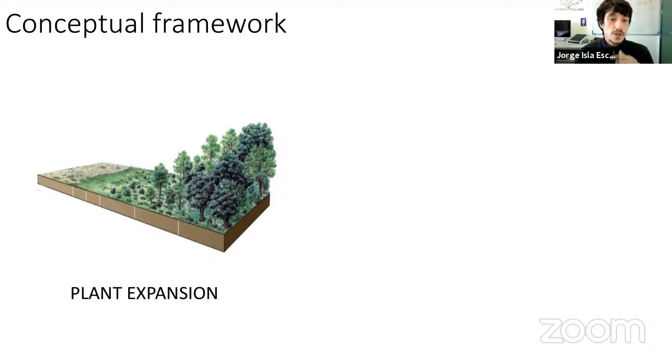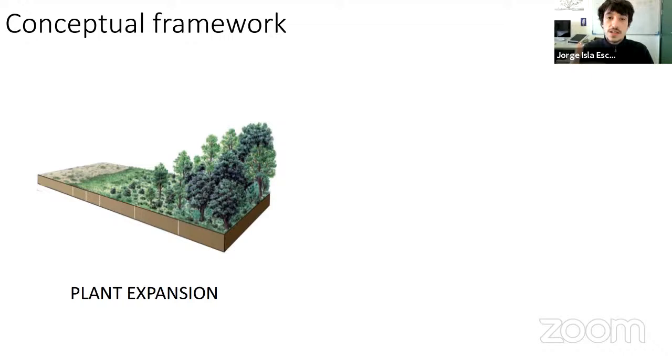For example, some types of interaction, like seed dispersal by animal vectors, could be very important. This mutualistic interaction facilitates these plant movements, but there are other types of interactions, for example, many antagonistic interactions that could constrain these mobilization processes.